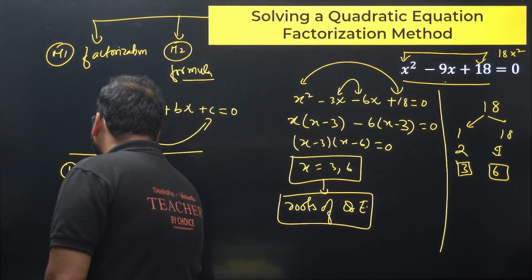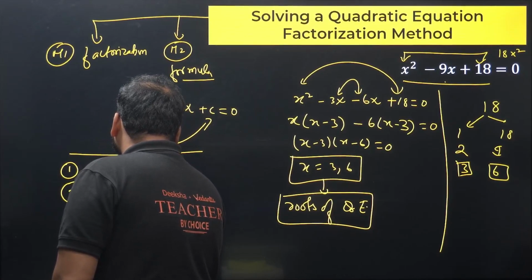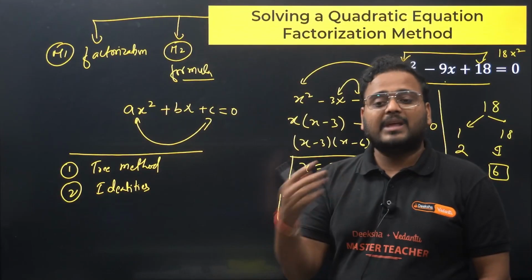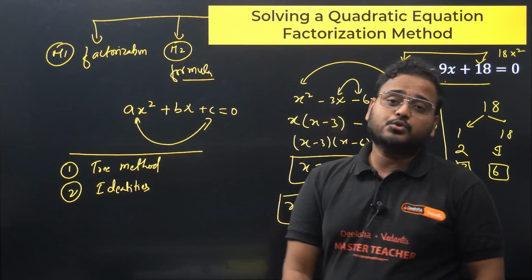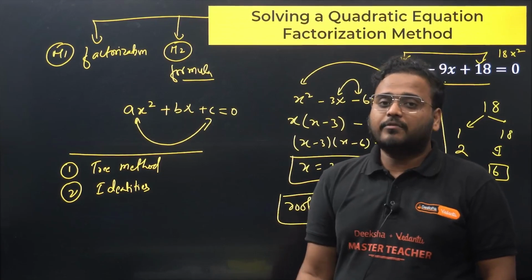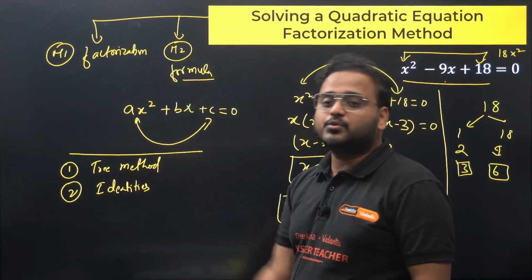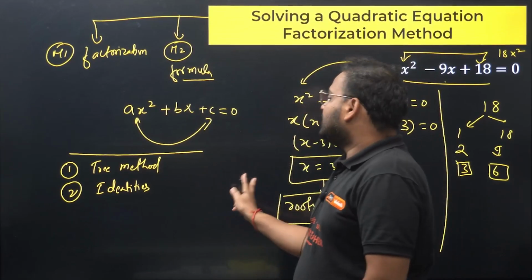Next we have identities. We also have identities that you have learnt in grade 8, 9, right? Those identities can be used. For example, a plus b the whole square, a minus b the whole square, a square minus b square. Those can also be used to get the roots. So tree method, identities can be used. Any of these can be used to solve the given quadratic equation with the help of factorization method.